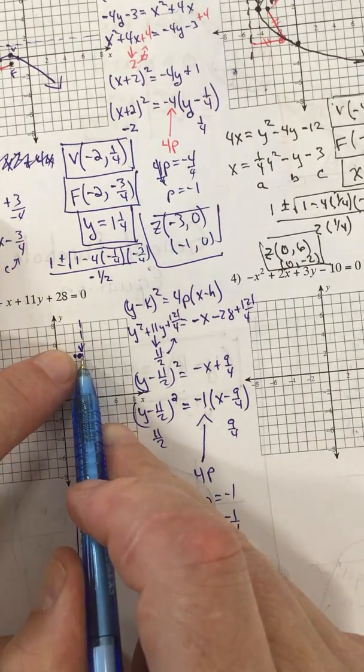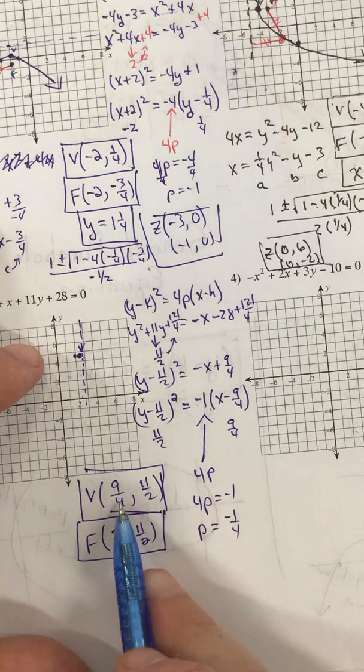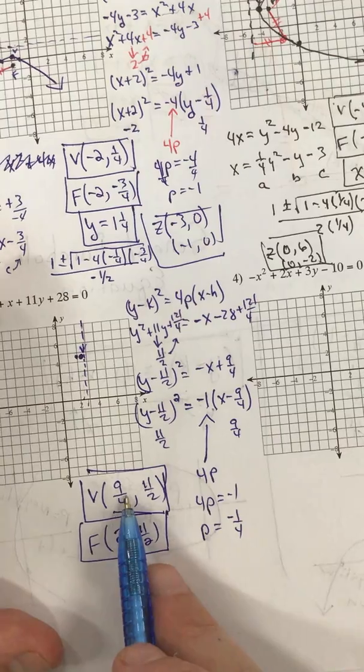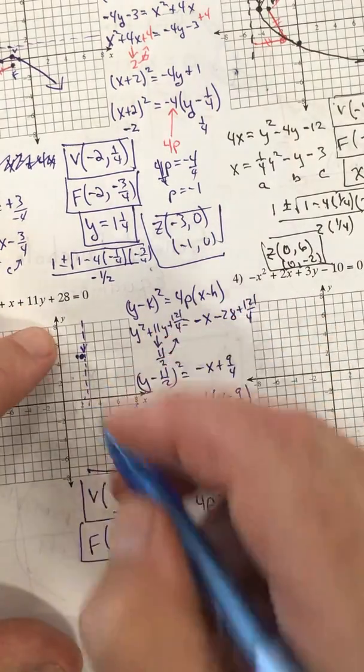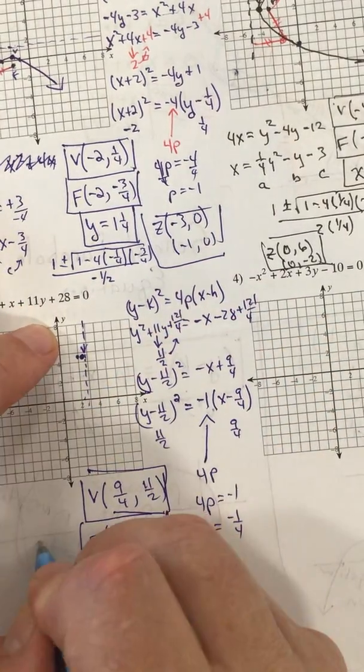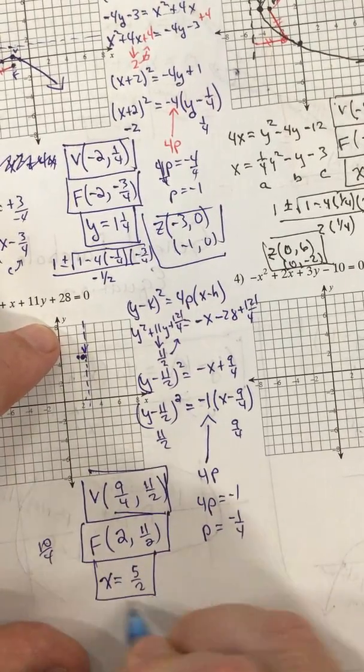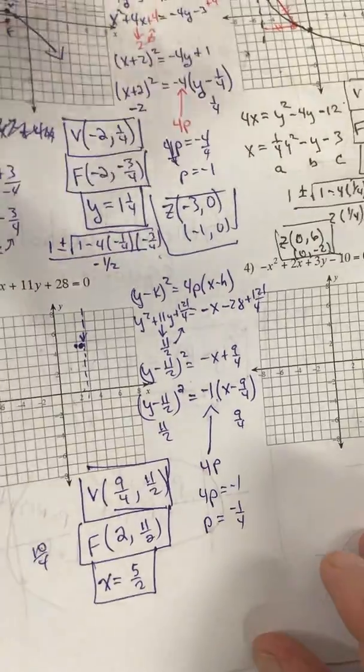The directrix is 1/4 this way. So it was at 2.25 and it was at 9 fourths, and I got to go 1/4 the other way. That'll put it at 10 fourths. It's crossing the x-axis. So 10 fourths is 5 halves. That's the equation of the directrix.